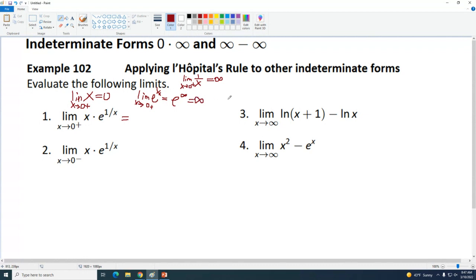e to the 100 is really, really large. So e to the infinity is infinity. So we're looking at this is 0, this is infinity. So we're looking at a 0 times infinity case there.